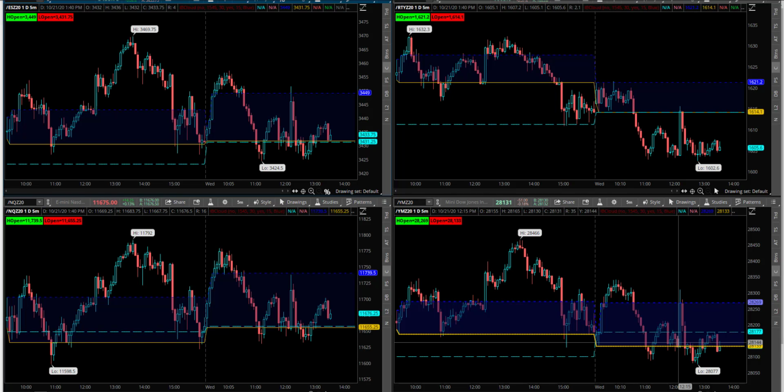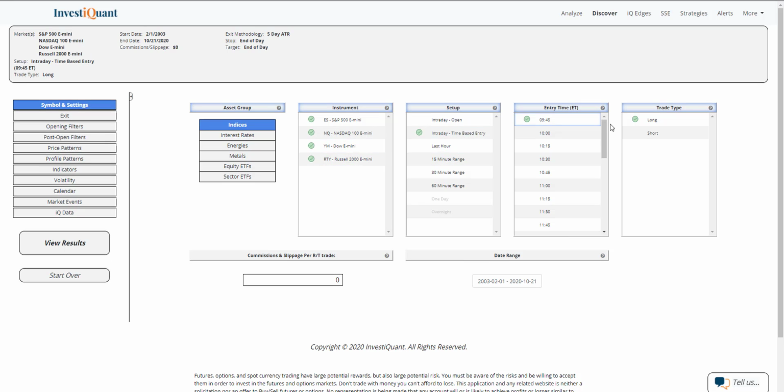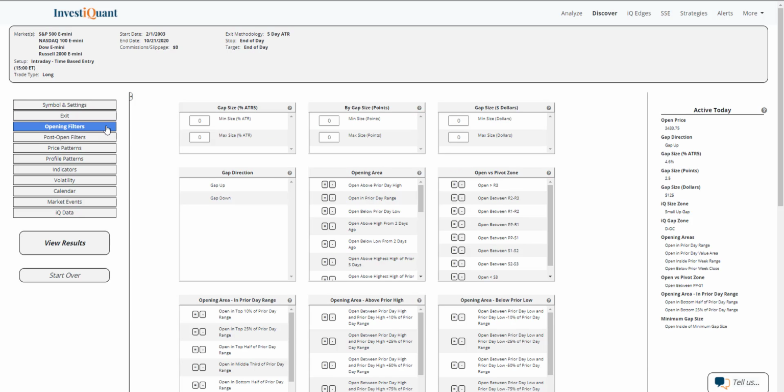So let's take a look at this pattern here in Discover. I'll set it up looking at all four instruments, and we'll use an intraday time-based entry of 3 p.m. Eastern Time. We'll set it up as a long exiting at the close of regular trading hours, which is 4:15 p.m. Eastern Time. For the opening filter, since we opened pretty flat, one of the things I like to do when we open flat is put a maximum gap size, and I'm going to use 20% of the 5-day ATR, in either direction. This will isolate the smaller gaps that take place in history.